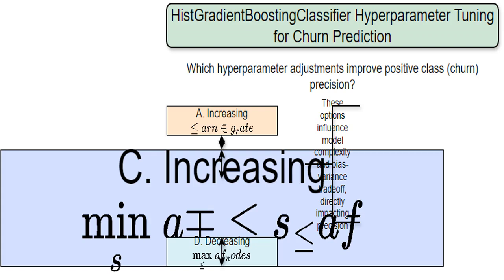Increasing min_samples_leaf forces each branch to have more data points before it makes a decision. Again, this simplifies the model. Think of it like this: you're less likely to make a hasty decision if you have a lot more data to consider, right? That leads to fewer mistakes and improved precision.